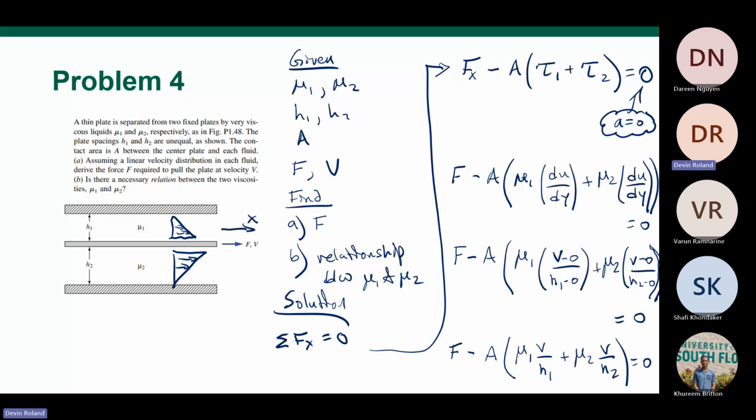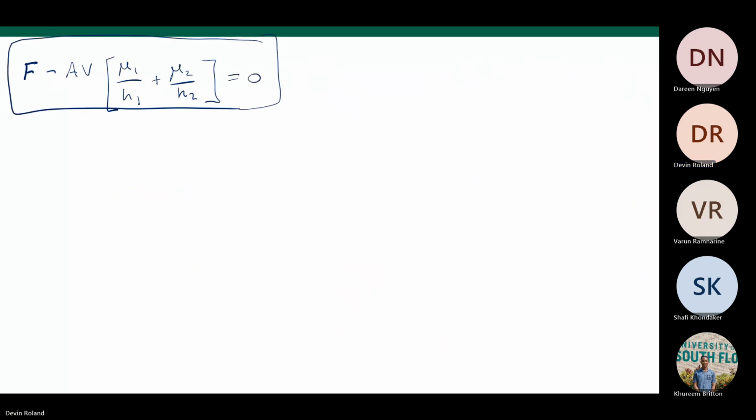And then if you really wanted to, you could pull that V out of there. So your final expression would be F minus A V, since the V is common, times mu1 over h1 plus mu2 over h2, equals 0. So that's part A. Then part B, it says, is there a relationship between your viscosities? So the answer is no, there's not.